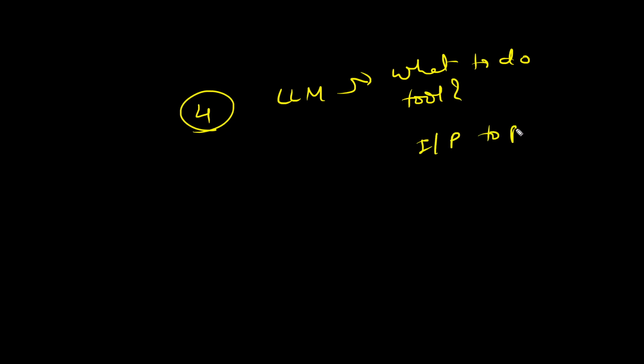So a LangChain agent is a controller. It sits between the user and the tools, and it uses the LLM to decide what to do. So the LLM is deciding what tool to call, what input to pass to the tool, and when to stop.